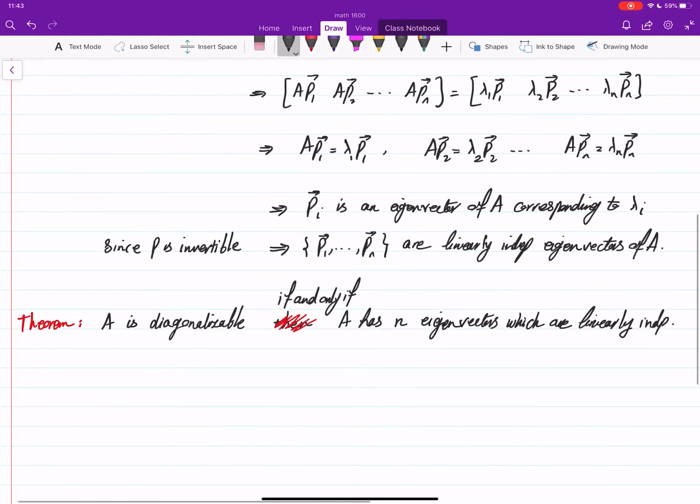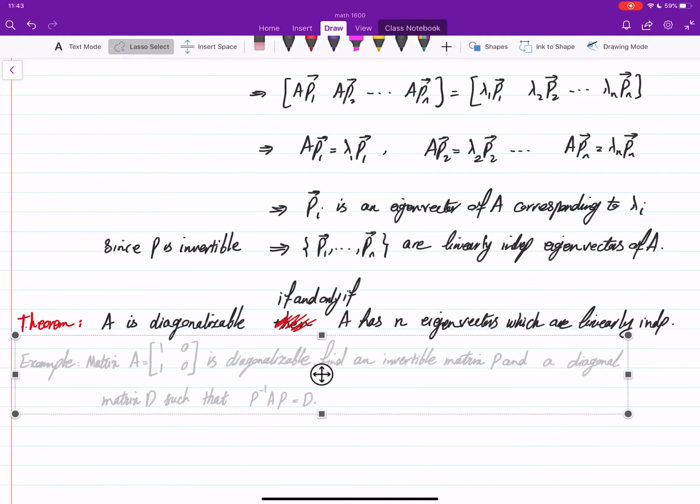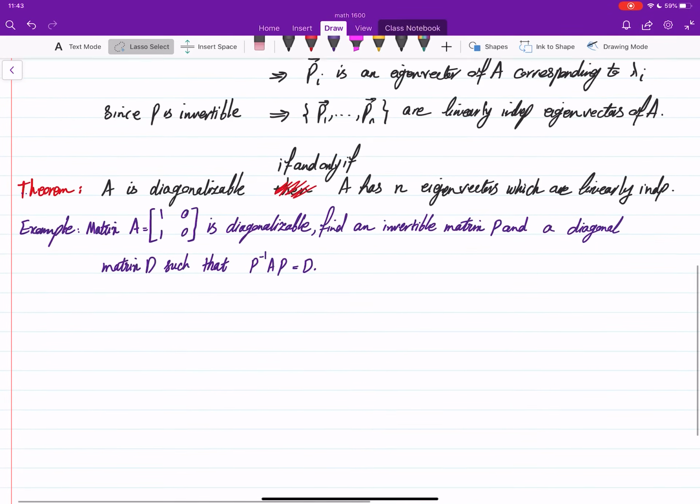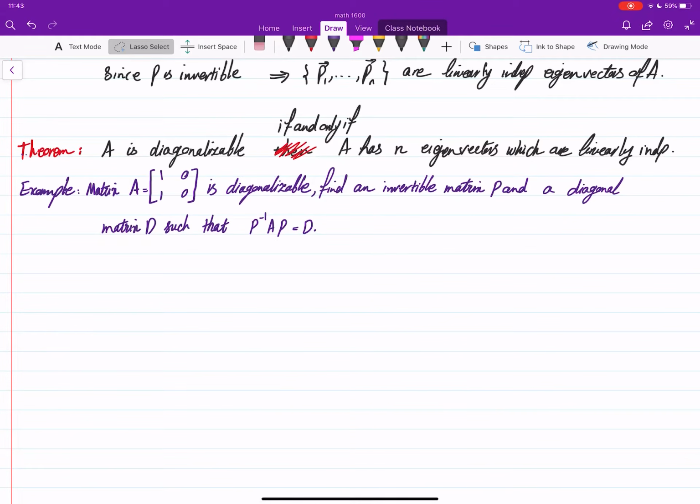Okay, so let's do an example for this. You will see how this will help us to find those entries. Here we have matrix A, 1, 0, 1, 0. We will check and show that it is diagonalizable, and find an invertible matrix P and a diagonal matrix D such that P inverse A P is equal to D.